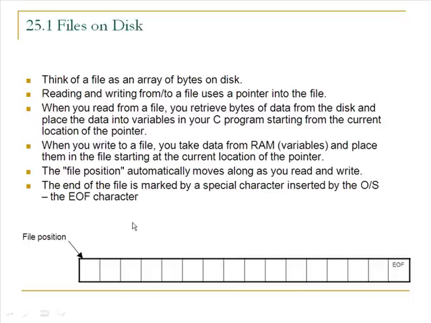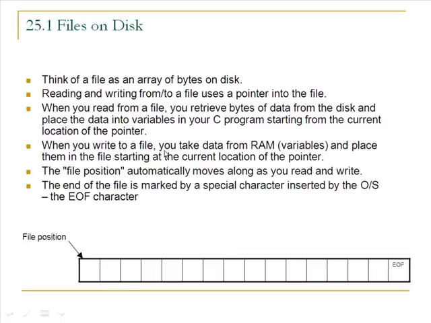When you read and write into a file, you use a file position pointer or a file pointer, and as you read from the file, this pointer moves along the bytes as you read them, or as you write into the file, the pointer moves along so that you don't write over what you just wrote. So it works kind of the way that you would expect it to.